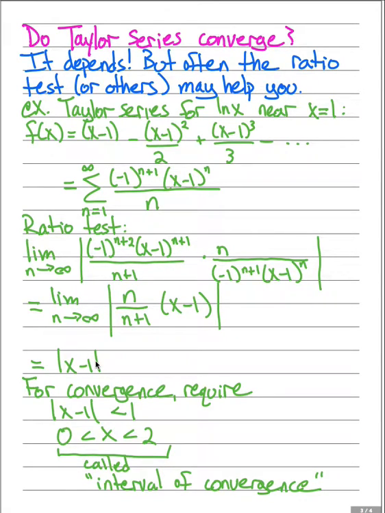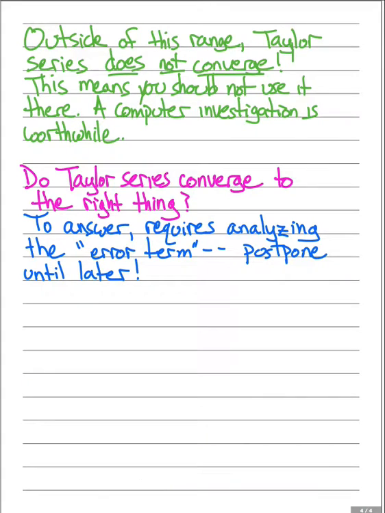And you remember that what the ratio test tells you is that the series converges only when this is less than 1. So we need the absolute value of x minus 1 to be less than 1, which tells you that x is between 0 and 2. And this is called the interval of convergence. Outside of this range, the Taylor series does not converge.